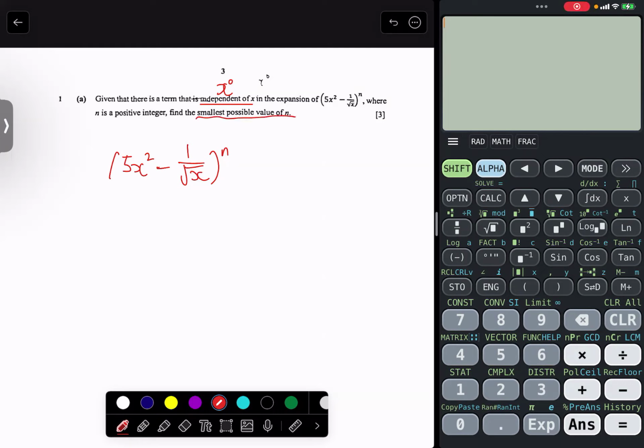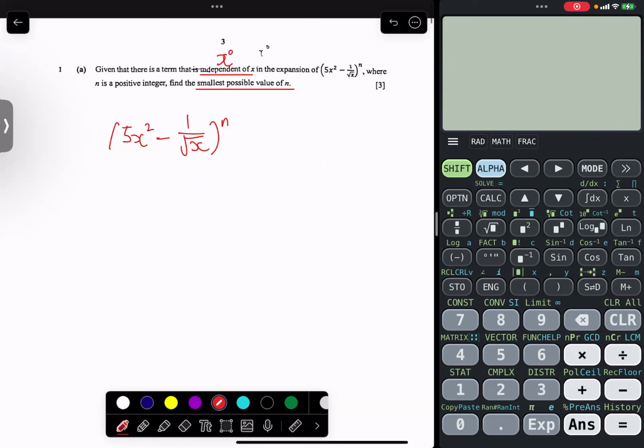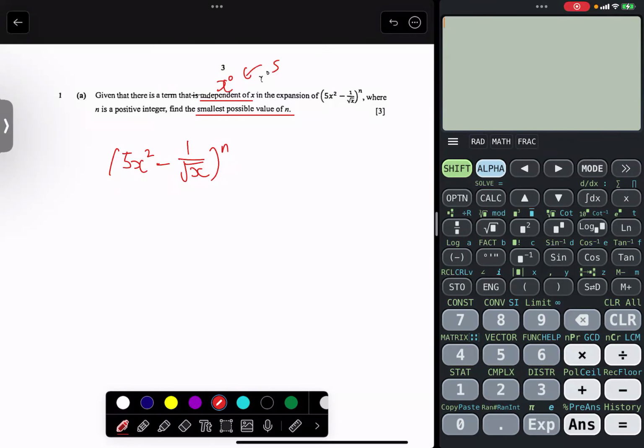When they say something like this, maybe we have more than one answer. Most likely we have more than one answer and we only want the smallest out of it. Since they want x to the power of 0, they want a specific term. Specific term means we need to use the r plus 1 formula. T r plus 1 equals nCr a to the power n minus r, b to the power r. This formula can be found in the formula sheet itself. So when you want to find a specific term, this is what you write down.